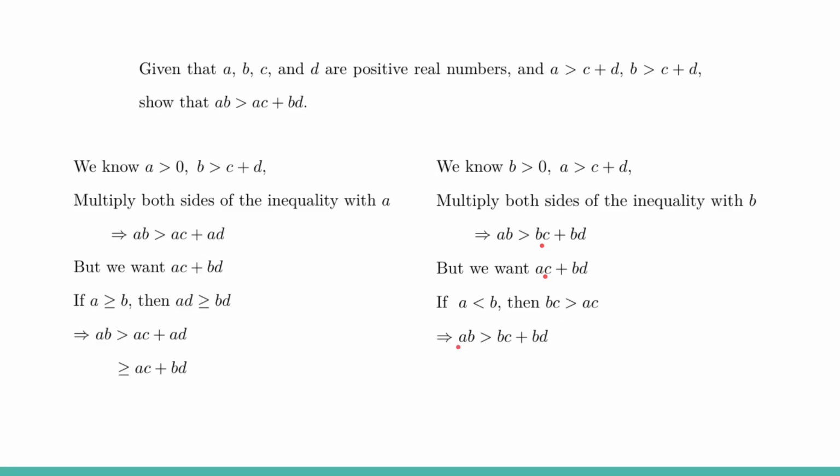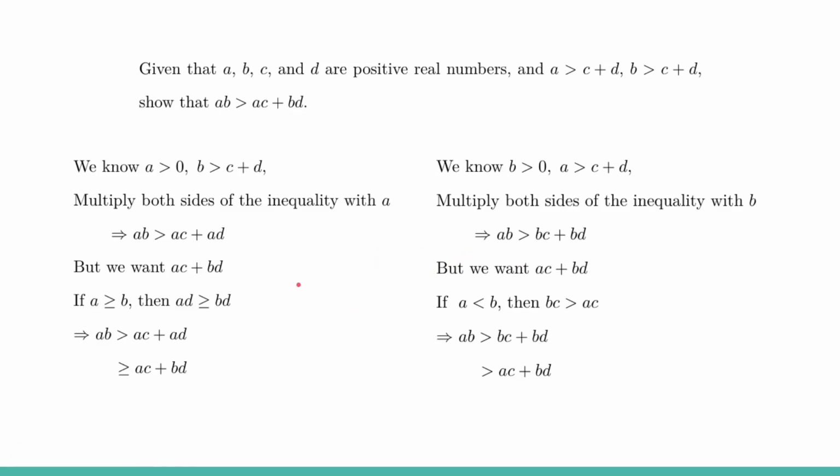So now we do the same thing. AB is greater than BC plus BD, which we've got here. And then we have another inequality that allows us to go from BC to AC. And now once again, there's an unbroken chain, right? So AB is greater than AC plus BD as well. And we've reached the solution we needed.